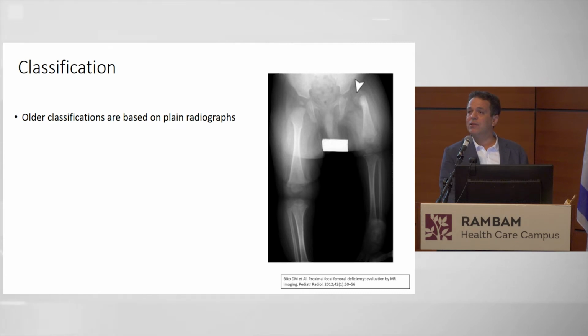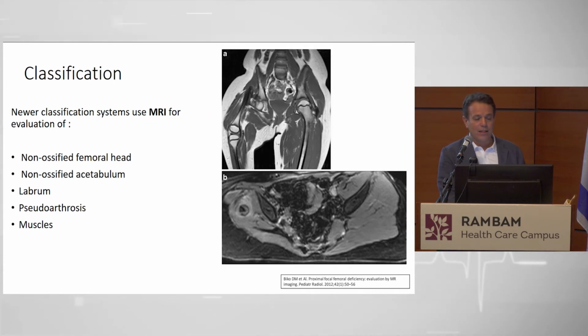Regarding the classification, all the classifications are based on plain radiographs, but as you can see here, sometimes it's really hard to understand the true anatomy and mechanism of the proximal femur. That's why newer classification systems use MRI, and with the MRIs we can see and understand the non-ossified femoral head, the non-ossified acetabulum, the labrum, pseudoarthrosis, and the condition of the muscles. On the bottom right, you can see the huge difference in the muscle condition between the right side and the left side.